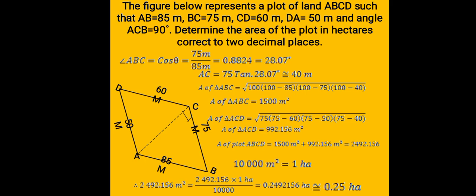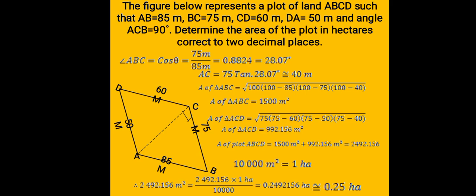The figure below represents a plot of land A, B, C, D, such that AB is 85 meter, BC is 75 meter, CD 60 meter, DA is 50 meter, and angle ACB is 90 degrees. Determine the area of the plot in hectares correct to 2 decimal places.